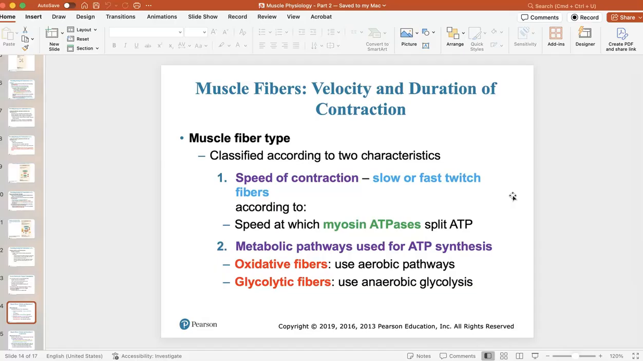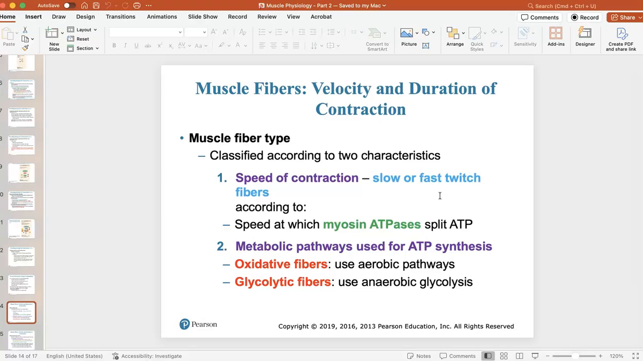So, muscle fibers are named based on two main characteristics: speed of contraction. So they're either going to contract slowly or quickly. So therefore we have slow twitch fibers or fast twitch fibers.